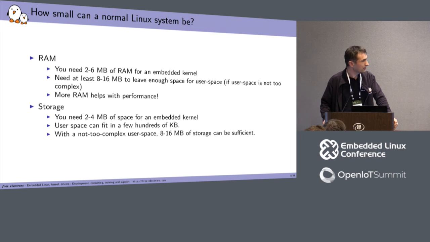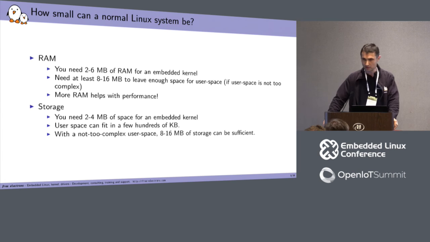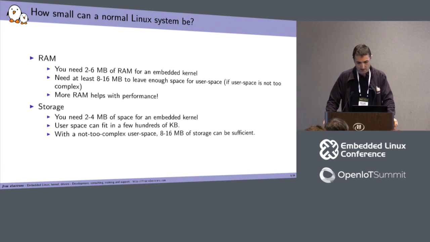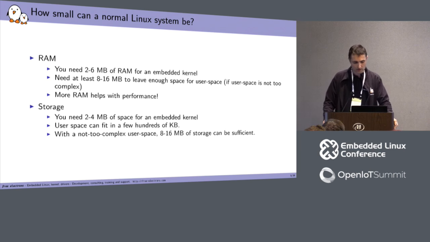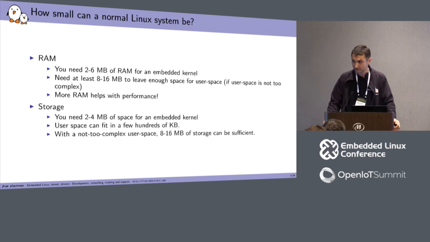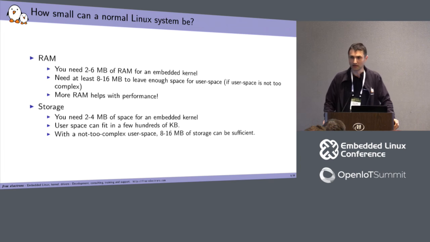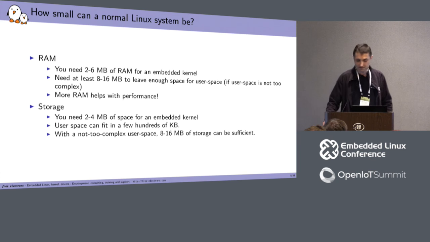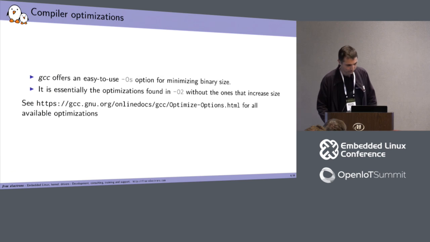Then for storage, you basically need between 2 and 4 megabytes of space to store the embedded kernel. And user space can fit in a few hundreds of kilobytes. That's really nice. It's easy to have a standalone application that fits within a few hundreds of kilobytes at most. So if the user space is not too complex, 8 to 16 megabytes of space is really more than enough, if you have a dedicated system, of course.